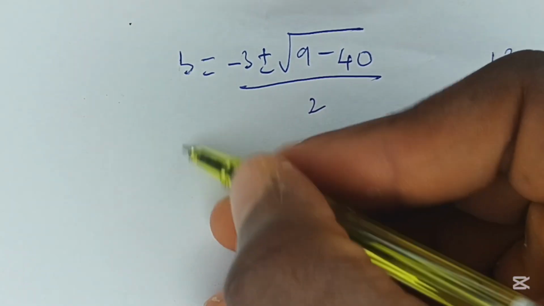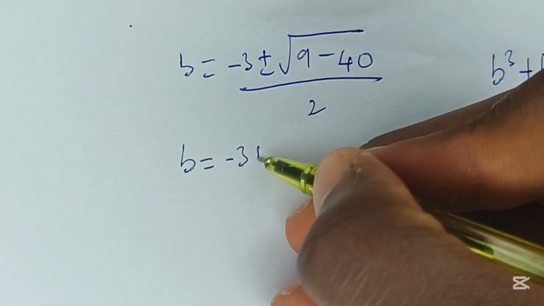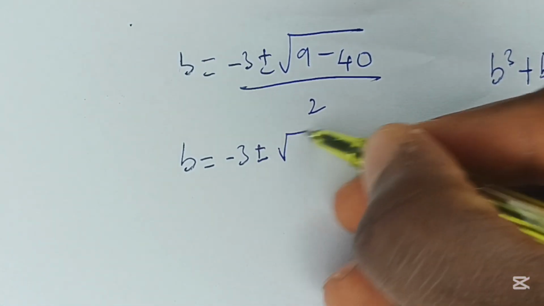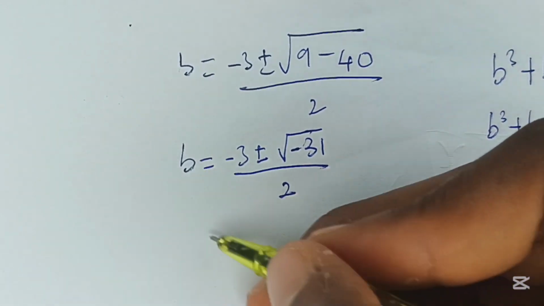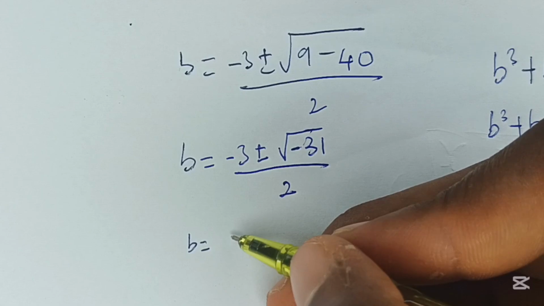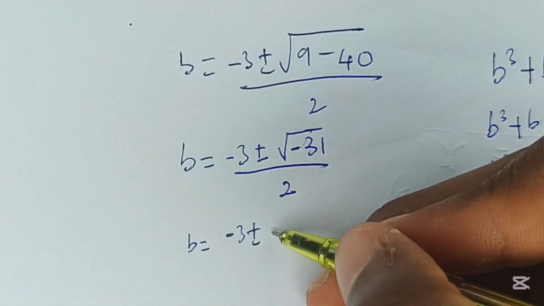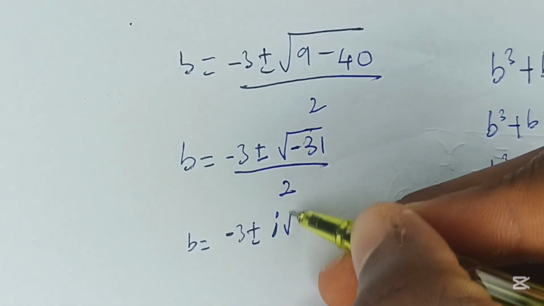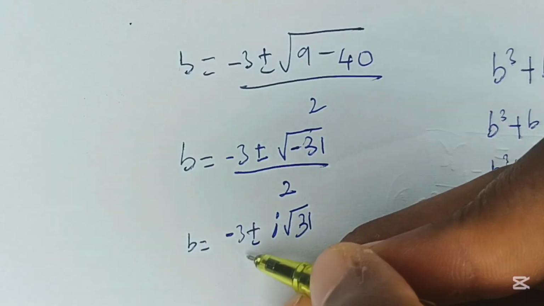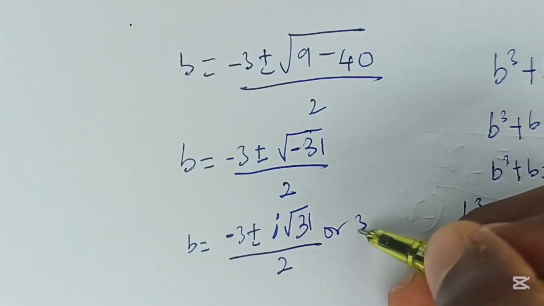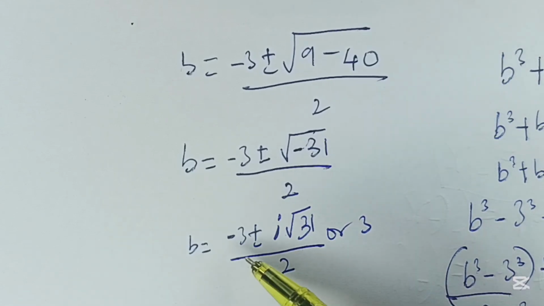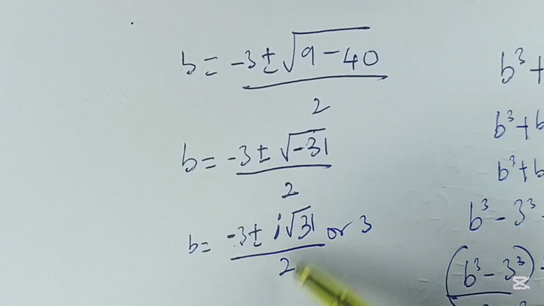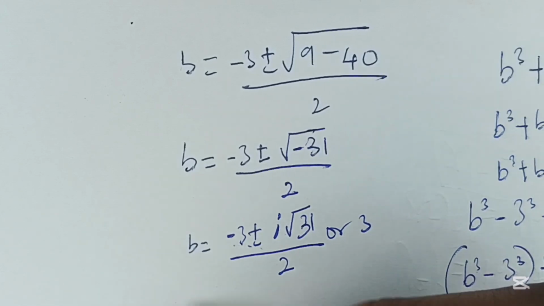Hence our b now becomes minus 3 plus or minus square root of negative 31 all over 2. So b is now equal to minus 3 plus or minus i root 31 all over 2, or 3. So these are values for b. It's either that b is equal to minus 3 plus i root 31 over 2, or minus 3 minus i root 31 over 2, or 3.